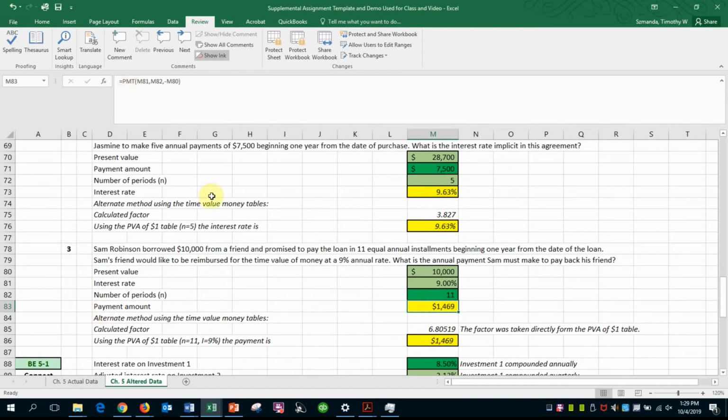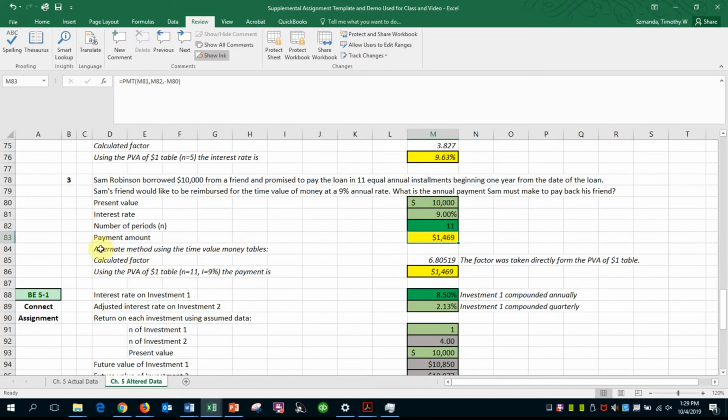So here we're going to use the payment function. If you're using the tables, however, and you're trying to find the payment, what you'll need to do is look at what's given. You are given the interest rate, and you're given the number of periods. So you'll go to the interest rate and number of periods in the table, and you'll find the correct factor, 6.80519.